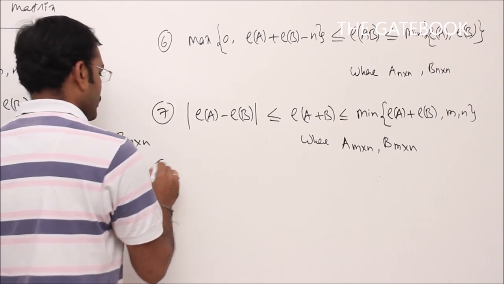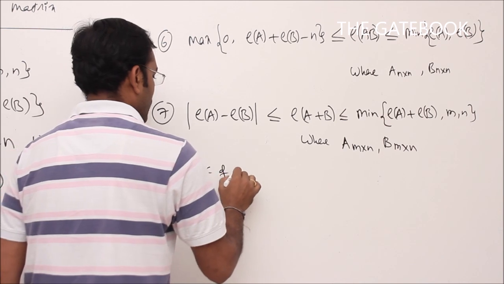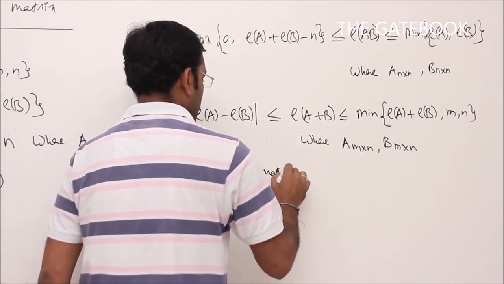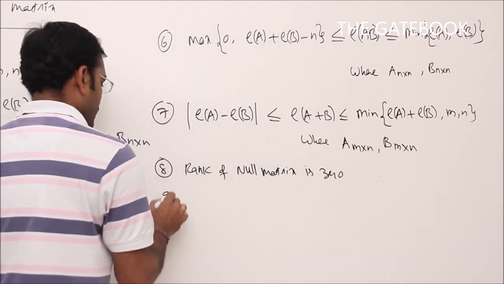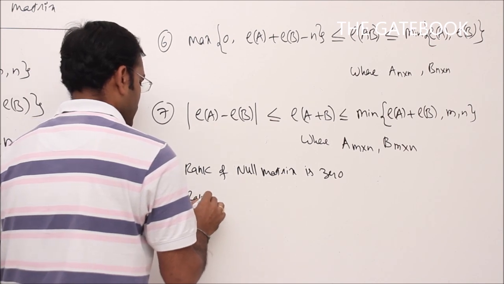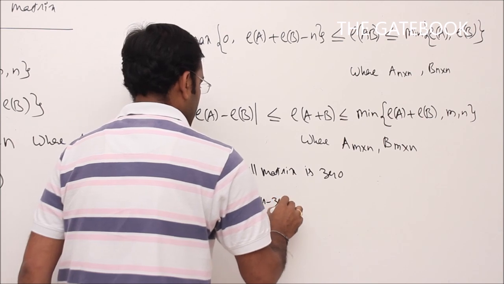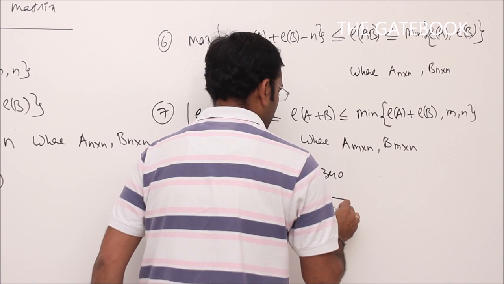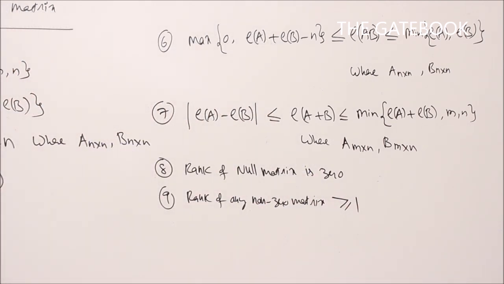Similarly, you can say that the rank of a null matrix is always 0. Next, rank of any non-zero matrix is always greater than or equal to 1.